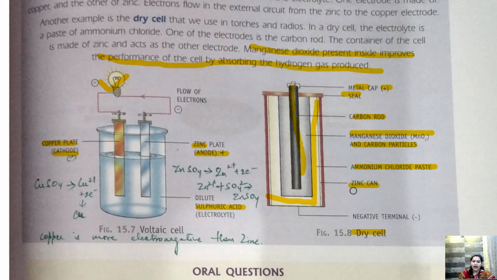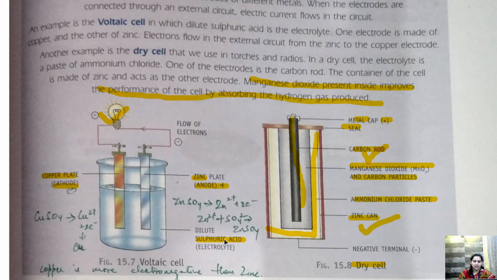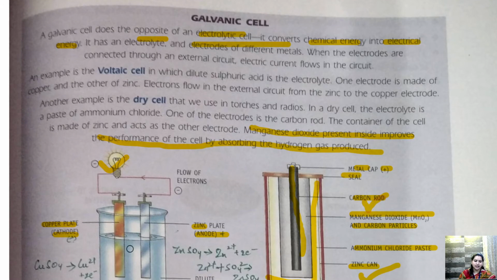So zinc will act here again as an electrode, and carbon will act as an electrode here, and the process will take place. So let's see what is written here. A galvanic cell does the opposite of an electrolytic cell. It converts chemical energy into electrical energy. It has an electrolyte that we are using here as sulfuric acid, and electrodes of different metals, that is zinc and copper. When electrodes are connected through an external circuit, electric current flows in the circuit.